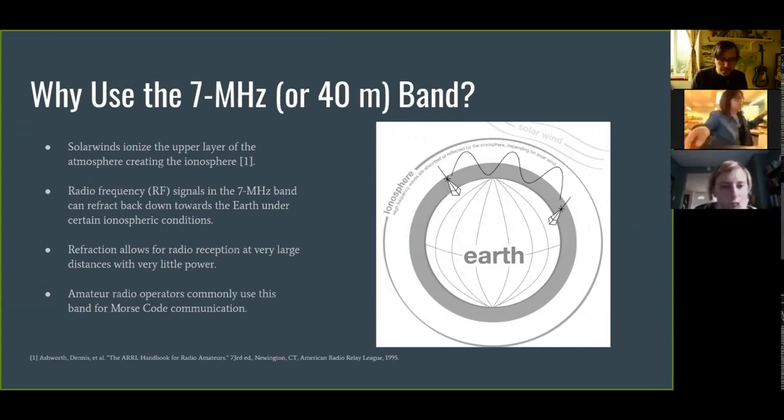So it's very convenient. Amateur radio operators commonly use this band for Morse code, which is good for us. This is what my transceiver mainly deals with. There are other modes like voice and whatnot, but primarily for this project, I just did Morse code.